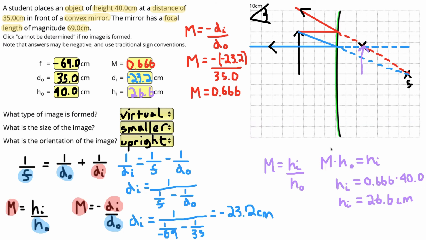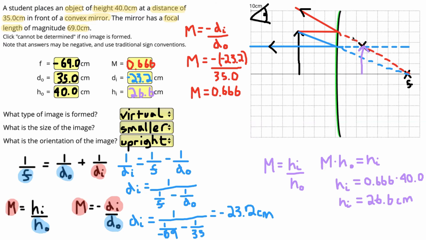Okay, now we can do some checks. So for the height of the image, we've got about 10, 20, 25-ish. Looking at our answers, we got 26.6. That looks close enough. For the distance, we got 10, 20, yeah, around 25-ish again. Checking our answer, we got 23, so that's about right.